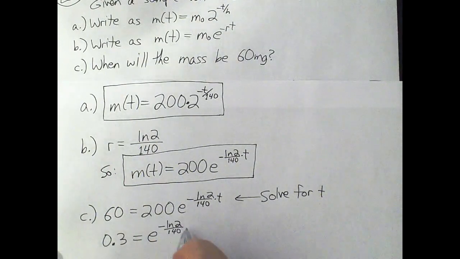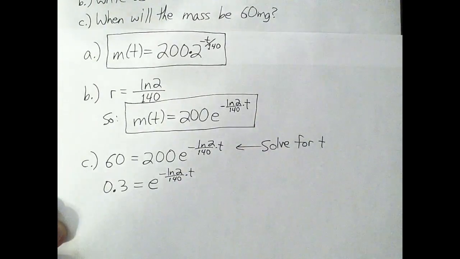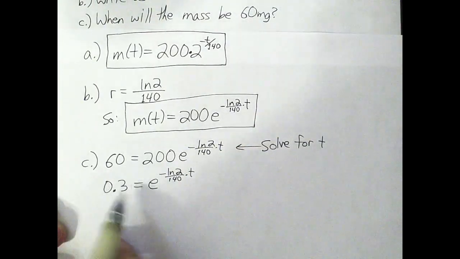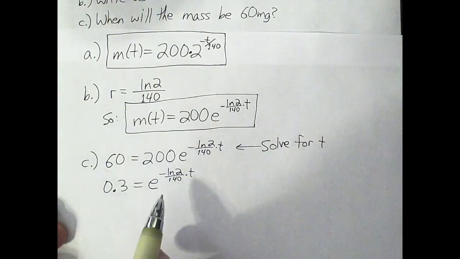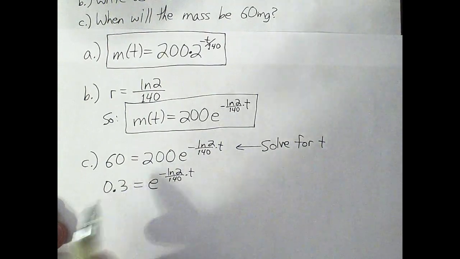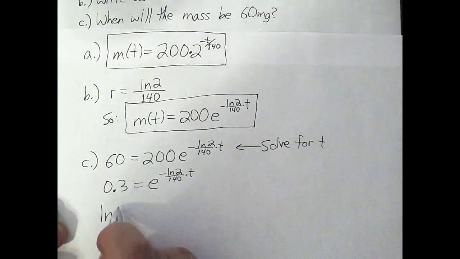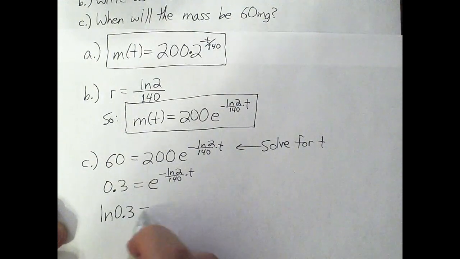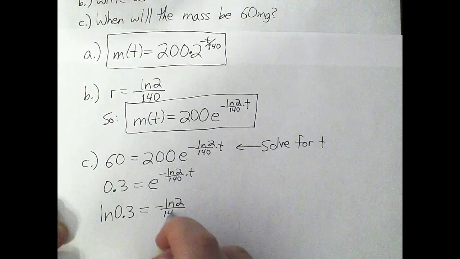So, I mean, you could write that as 3 over 10, but I wrote it as 0.3. So, I think I'm going to do the thing where I say this means something in terms of logarithms. E raised to a number equals something is the same as ln of this something equals negative ln 2 over 140 times t.